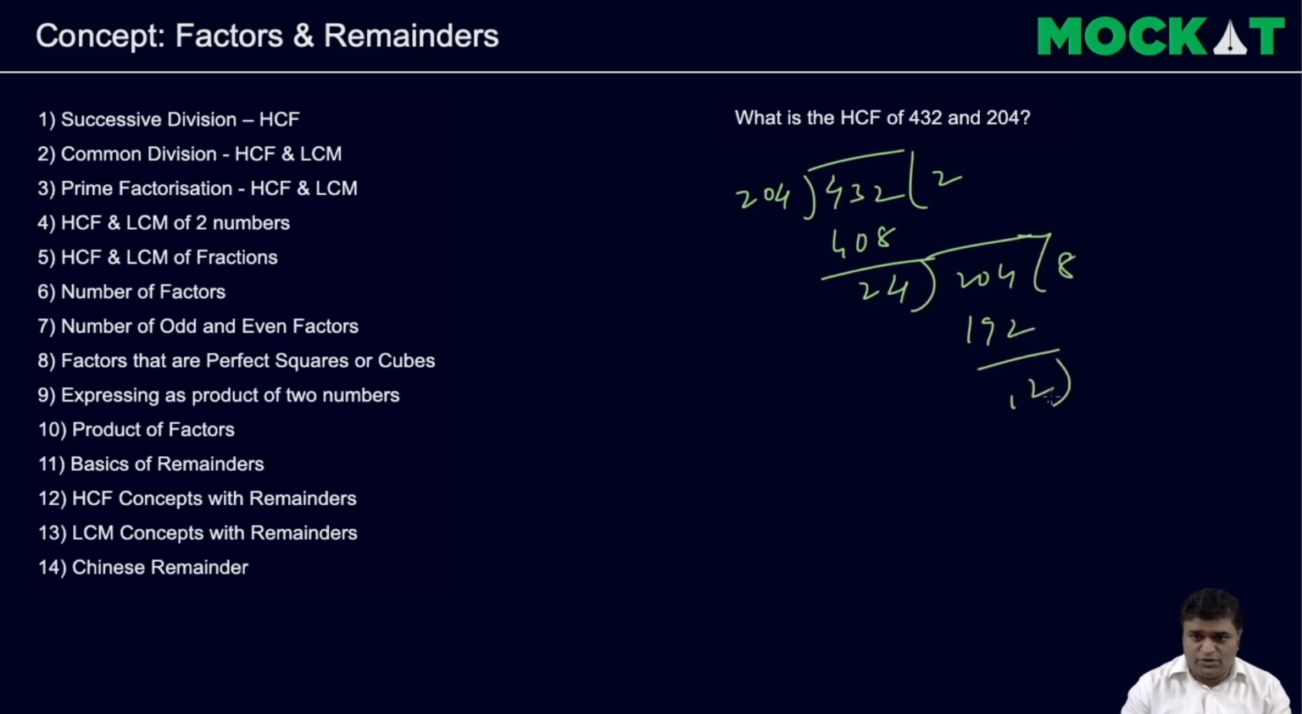We are not getting 0, so we proceed with this. 24 over here is going to come in here and 2 times 12 is 24. Here the remainder becomes 0. The HCF is going to be the last divisor over here. So the HCF in this case is going to be 12.